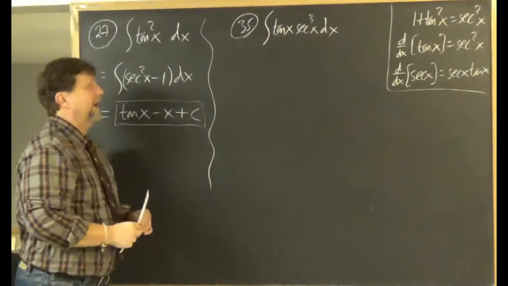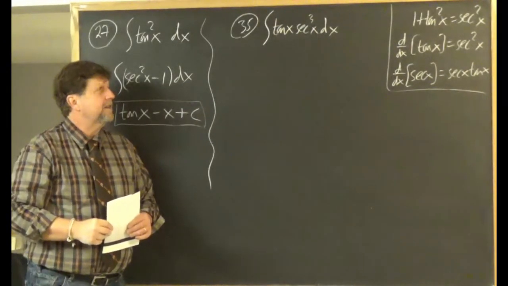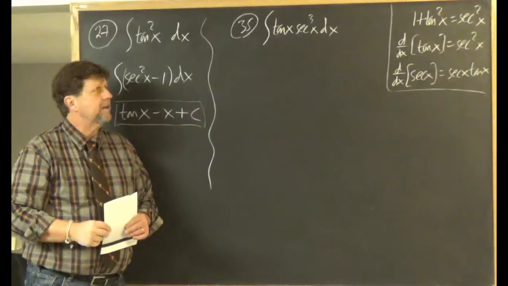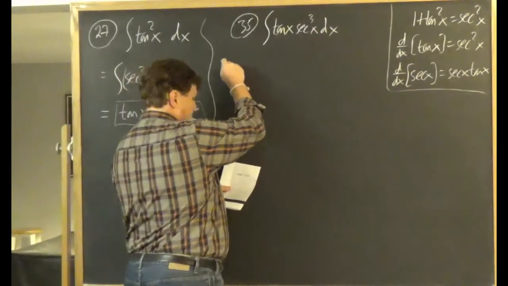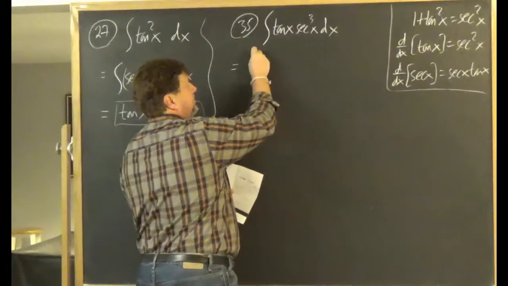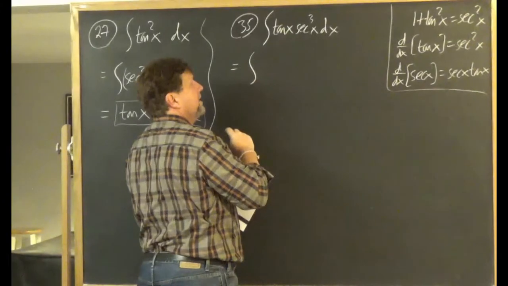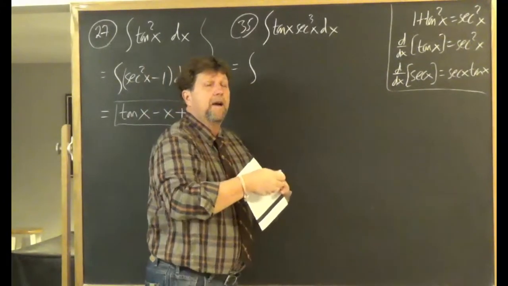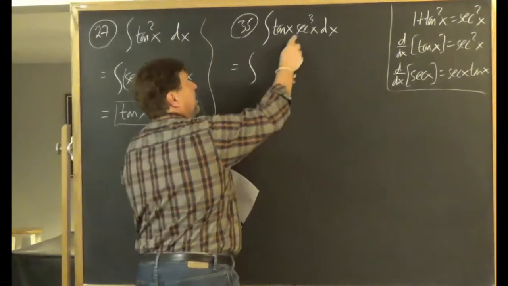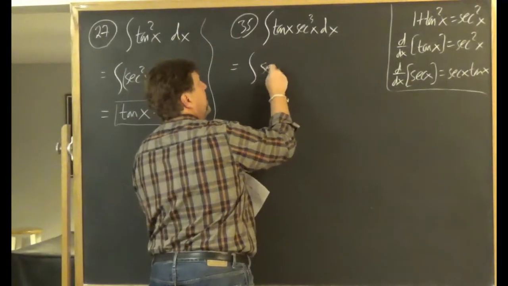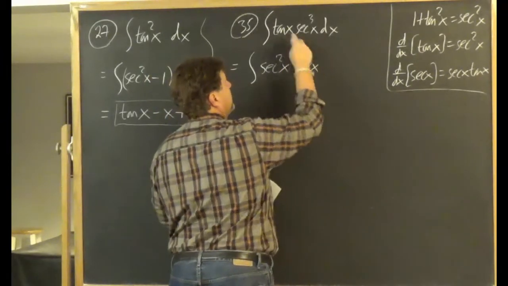Let's see how number 35 is. So 35, you're integrating tangent x secant cubed x dx. So I'm kind of thinking maybe I better look at that secant cubed x as being a secant squared times secant. So if I think of secant cubed as being secant squared times secant, don't forget the tangent.